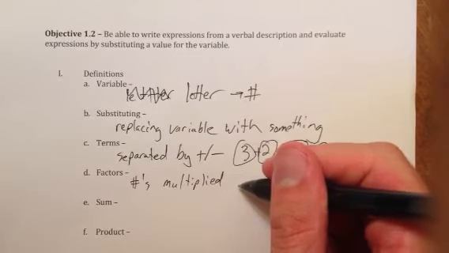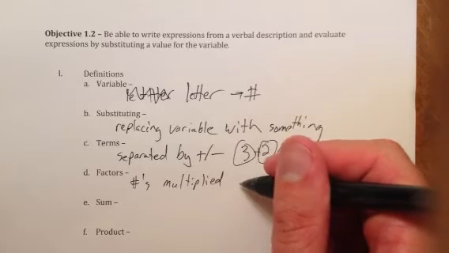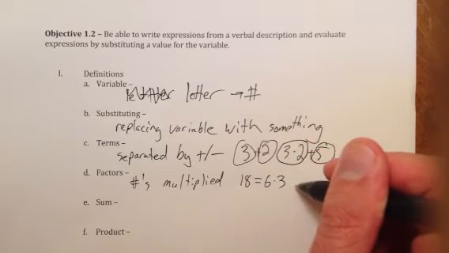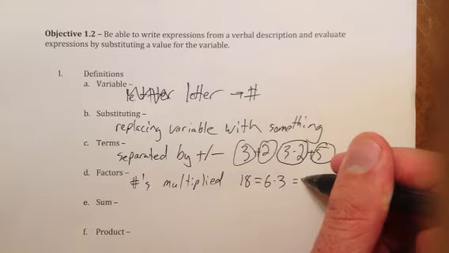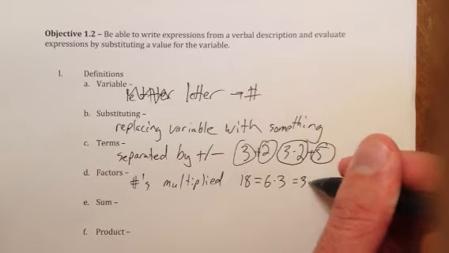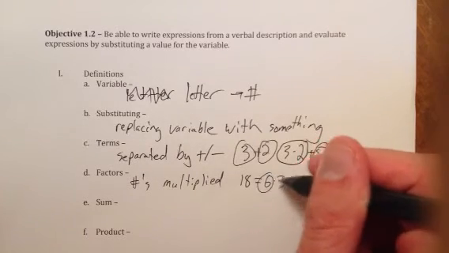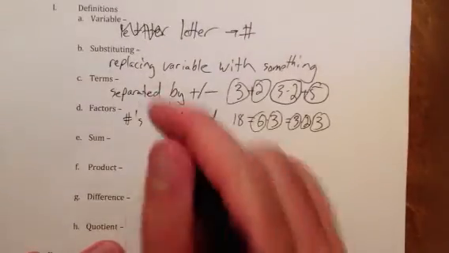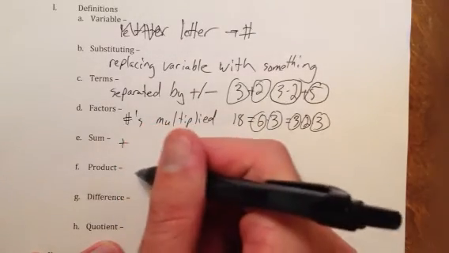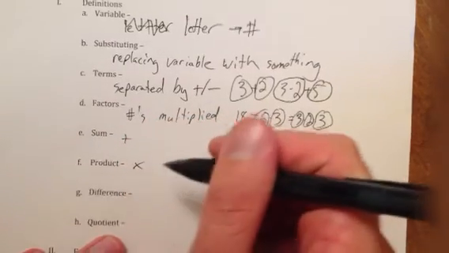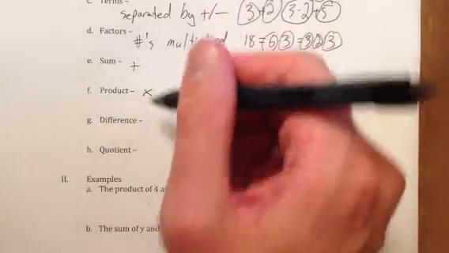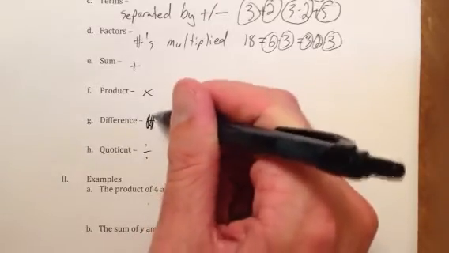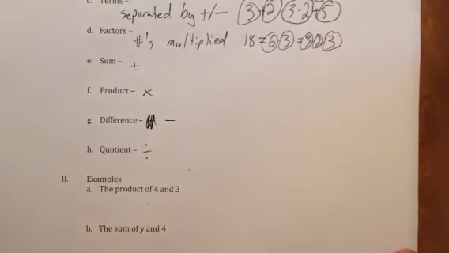So if we broke, for example, the number 18 down into its factors, we could break it down into factors of 6 and 3, or even multiple factors of 3, 2, and another 3. And each of those numbers in either of those cases would be considered factors. Sum means addition. Product, multiplication. Quotient means division, and difference means good old subtraction.